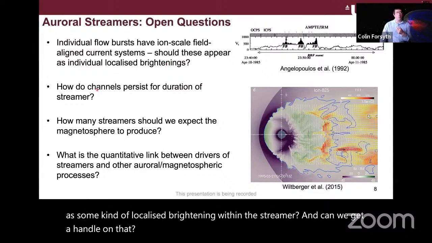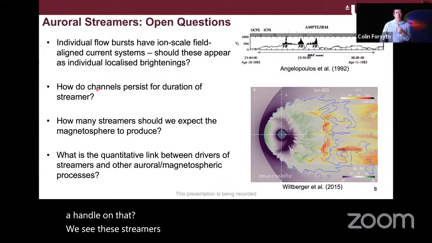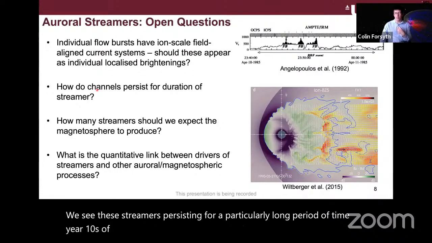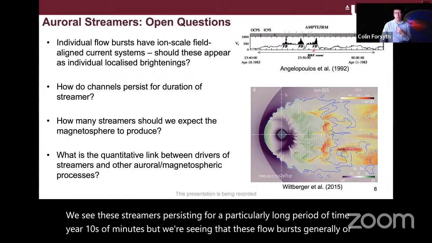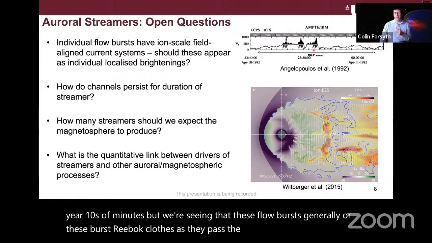We see these streamers persisting for a particularly long period of time, tens of minutes, but we're seeing that these flow bursts, or these bursty bulk flows as they pass the spacecraft, are lasting for around about 10 minutes or so.